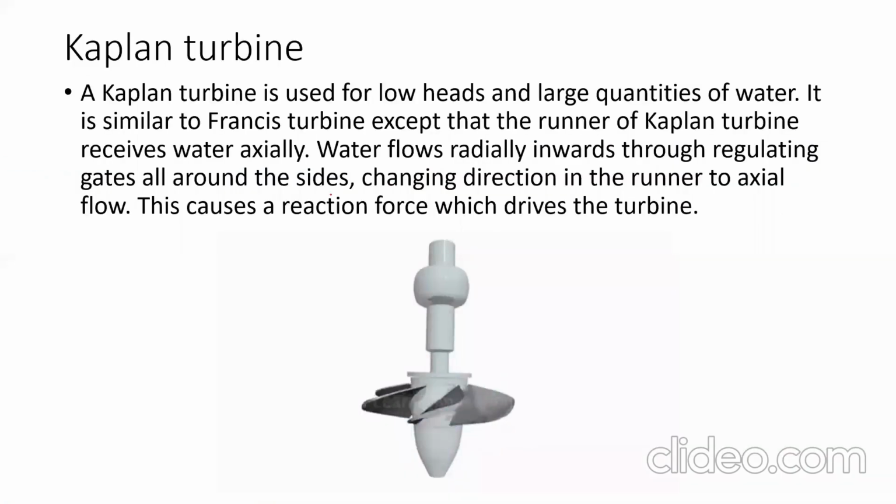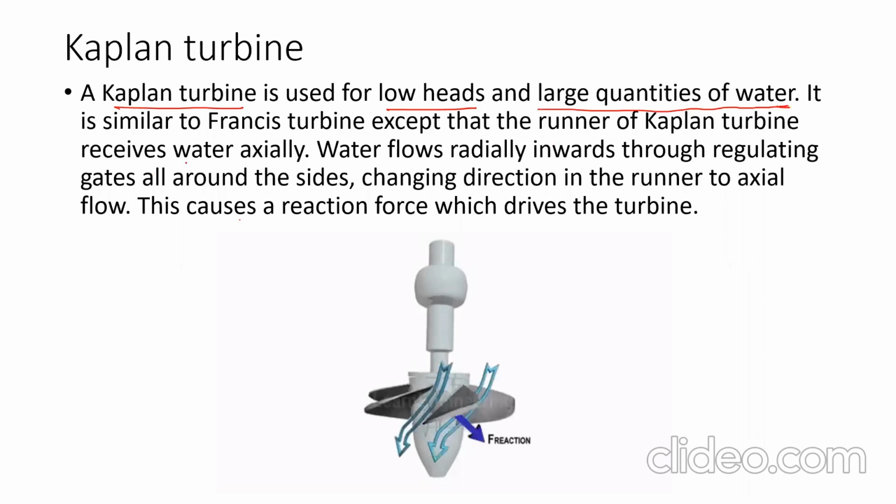Next is the Kaplan turbine. Here the motion is vertical, which means water flow is vertical. A Kaplan turbine is used for low heads and very large quantities of water, with low heads, for example for an earthen dam. In case of an earthen dam, such types of turbines are used. It is similar to the Francis turbine, except that the runner of the Kaplan turbine receives water axially.